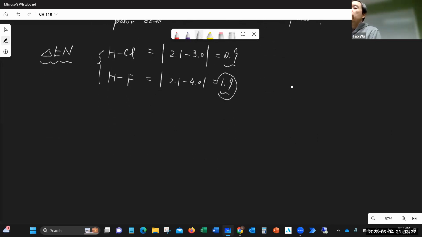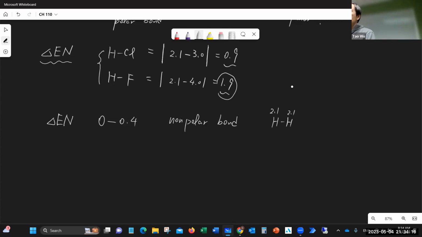So how do we determine this? Scientists give us a range. If the change of the electronegativity is between 0 and 0.4, then we consider this a nonpolar bond. For example, for the hydrogen bond, since both hydrogens are 2.1, the difference of electronegativity is 0. So this is nonpolar.